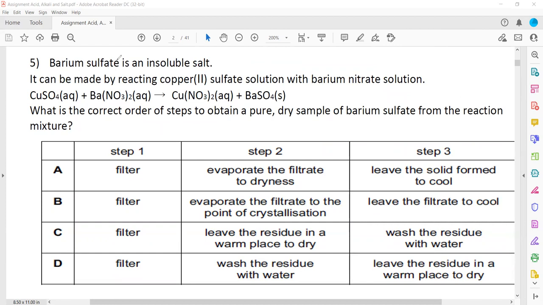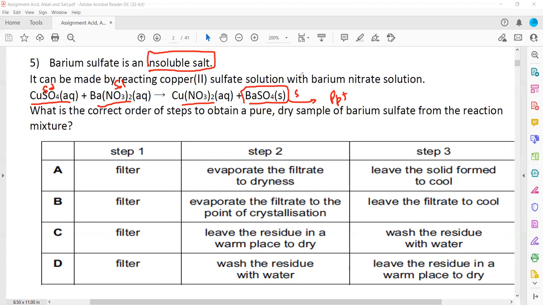Then another question related to precipitation. Barium sulfate is an insoluble salt, and how are insoluble salts formed? Insoluble salts are formed when salt solutions are mixed with each other. So aqueous copper sulfate mixed with aqueous barium nitrate gives copper nitrate and barium sulfate. So you can see a solid. When two solutions are mixed together and form a solid, this solid is known as a precipitate, or we can write PPT. So what is the correct order of steps to obtain a pure dry sample of barium sulfate?